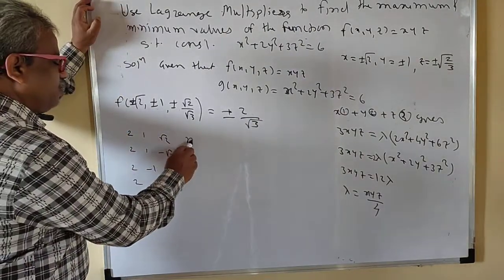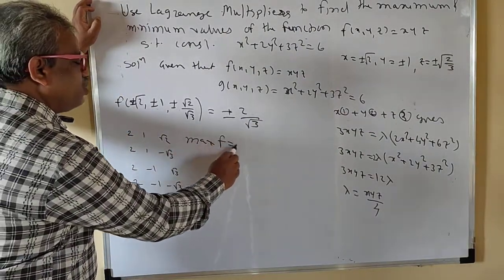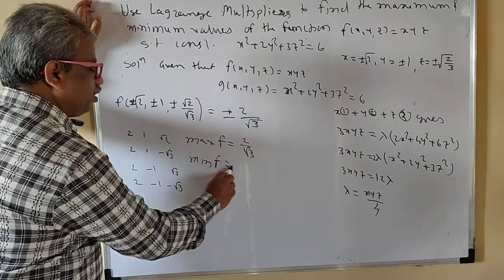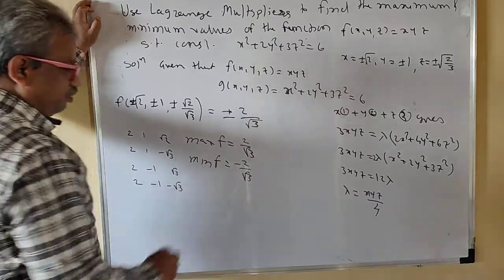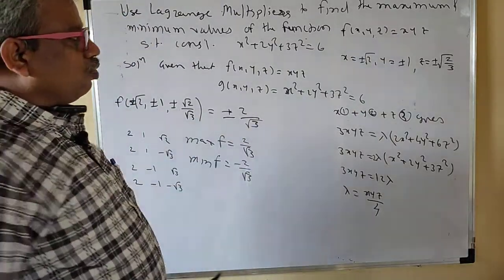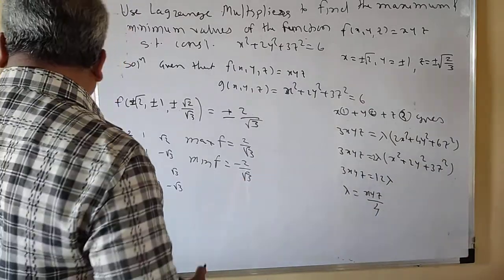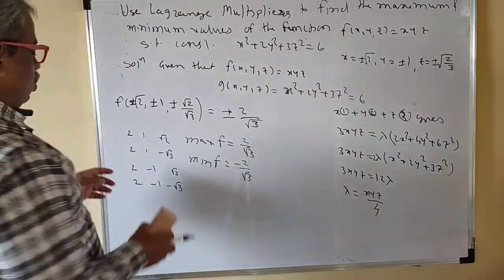So what is the maximum? The maximum of f is 2 by root 3. And the minimum of f is minus 2 by root 3. Okay, so we get x square is equal to 2, that means x is equal to plus or minus root 2. So just correct that. Okay, so the problem is over now.